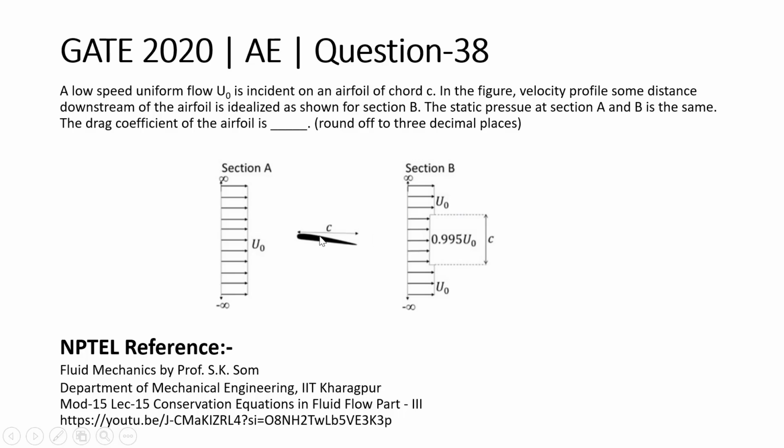So in this problem we have to find the drag on this body, the aerofoil. At section A, uniform flow is there with velocity u0, and at section B we have the idealized velocity profile. At section A we will assume density as rho infinity, and at section B we will assume it as rho. For solving this question we will use the conservation equations.